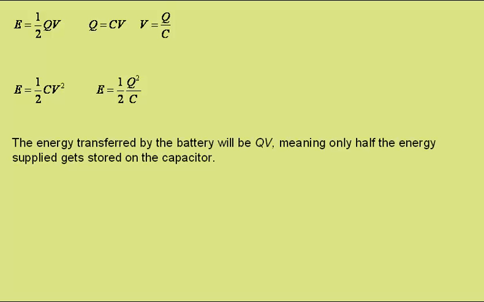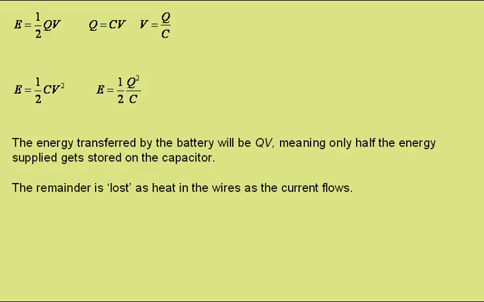The energy transferred via the battery will be given by QV. This means only half the energy supplied actually gets stored on the capacitor. The remainder of the energy is lost as heat in the wires as the current flows.